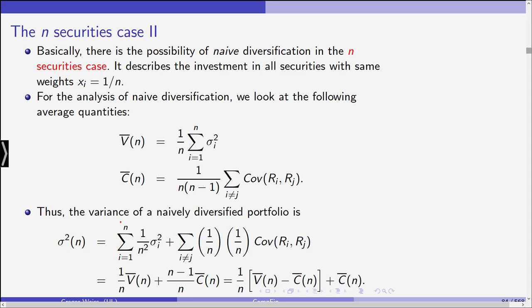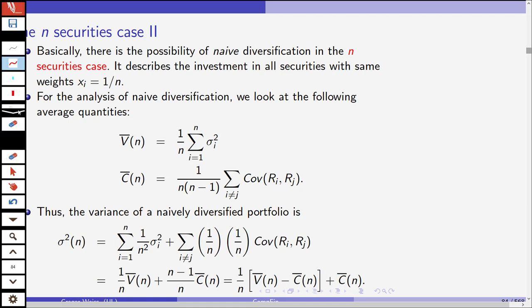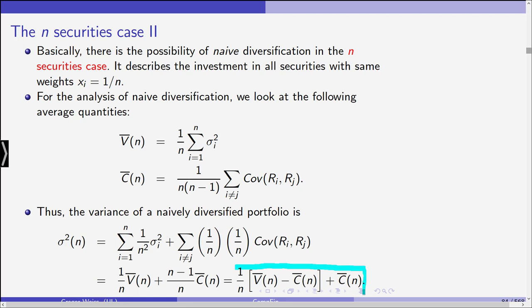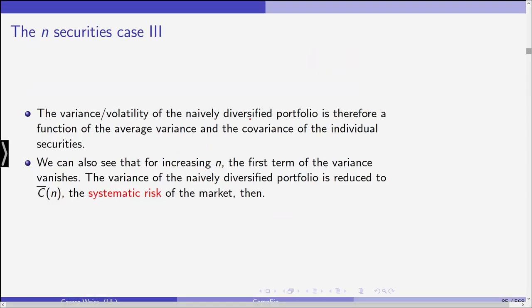It's simply the sum from 1 to n, 1 over n squared, sigma i squared, plus, and then this sum, 1 over n, 1 over n, covariance, and so on. And this is why we defined the average variance and the average covariance in this particular way. Because here you can now see that what you get is, let me highlight this for you, 1 over n times average variance minus, more or less, average covariance, plus the average covariance. Okay, we don't really know at this point if this is good or bad, but let's see what happens in the next case. Now, the variance or volatility of the naively diversified portfolio is a function of average variance and the covariance of the individual securities.